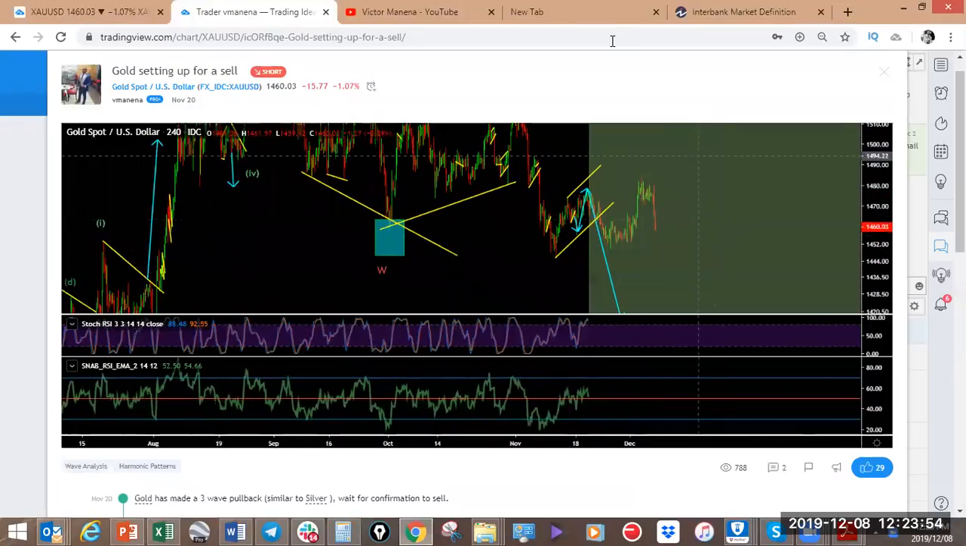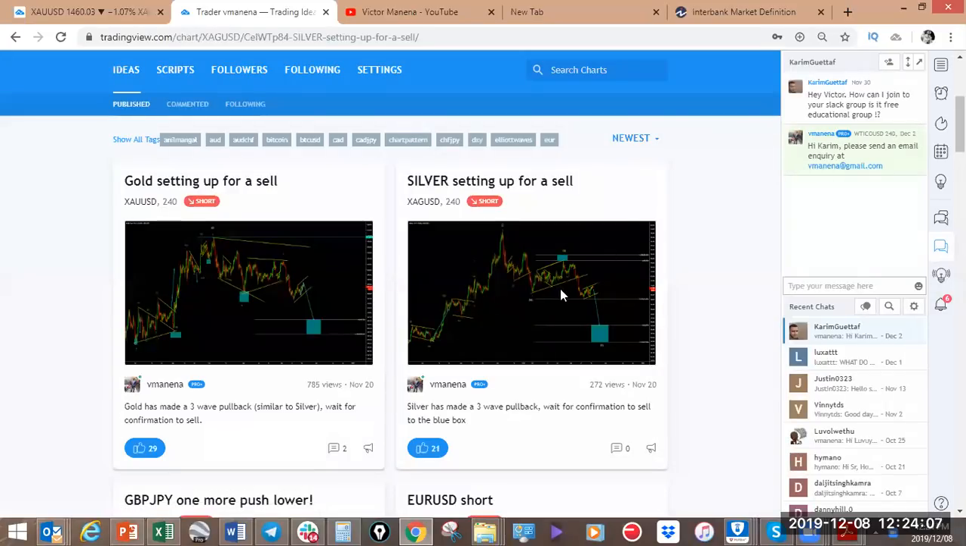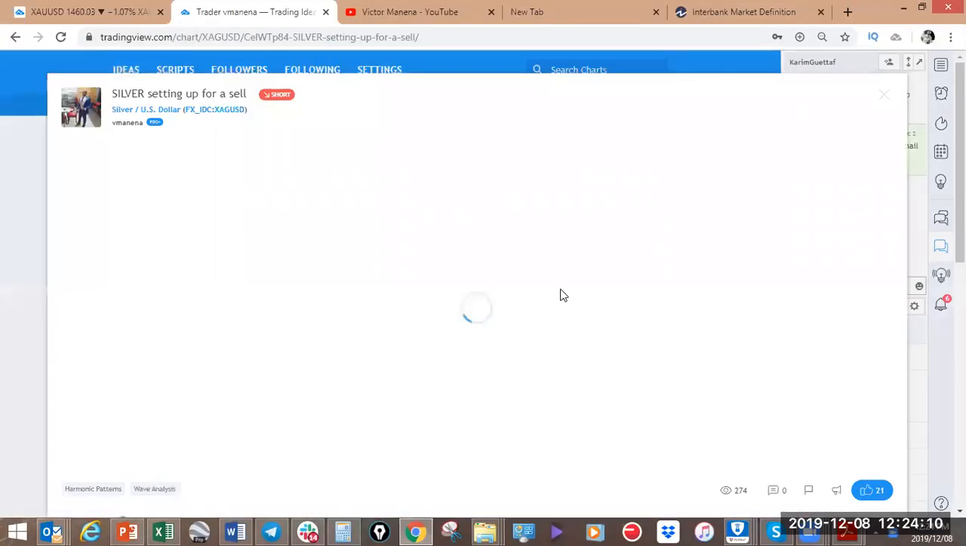So this is the 3-wave pullback. Interbank market, this is what they will do. And everybody who's got weekends will release the trades, and then eventually they drop it. That's what they do when they drop it. And you all just have to understand the wave theory and have the specific strategy.